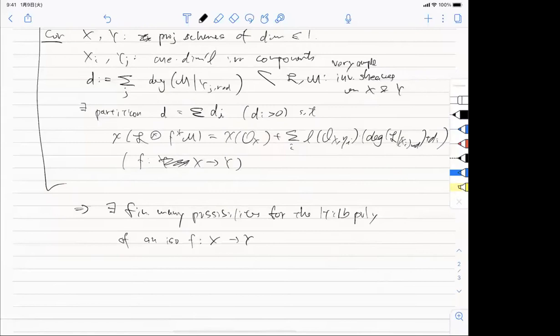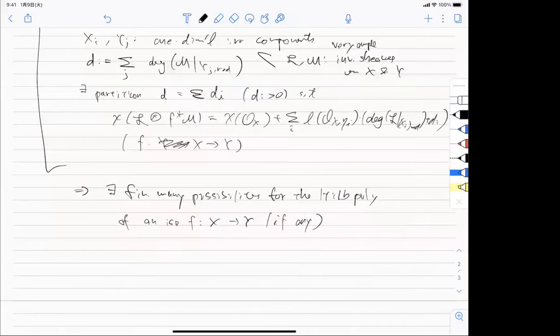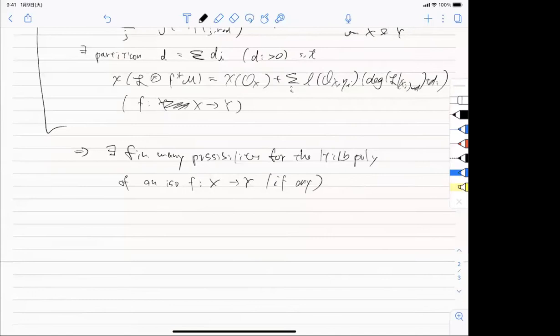And we can explicitly compute these finitely many polynomials, and then we compute isoschemes for those polynomials, and then check whether they are empty or not. And that's it. We can algorithmically decide whether or not X and Y are isomorphic.